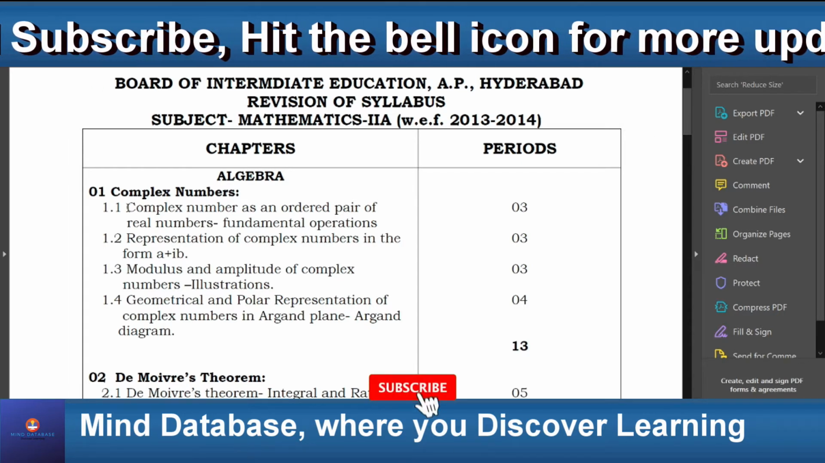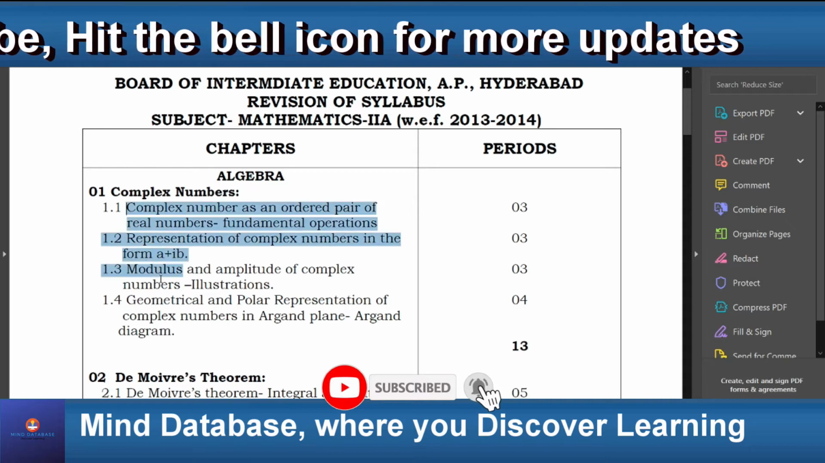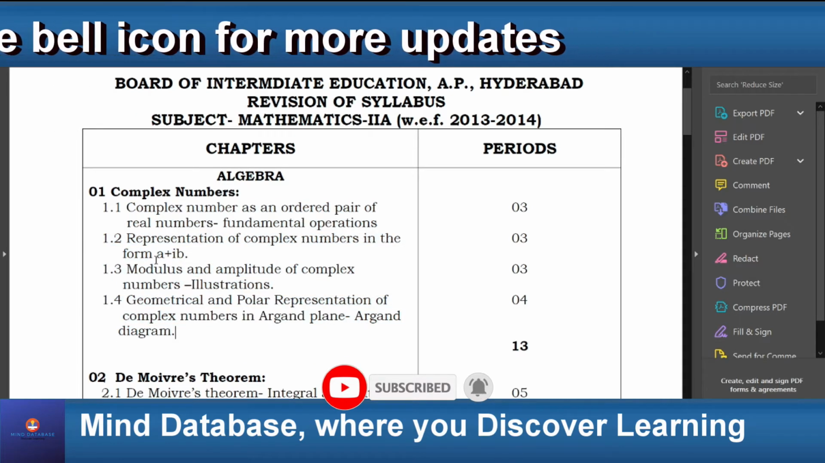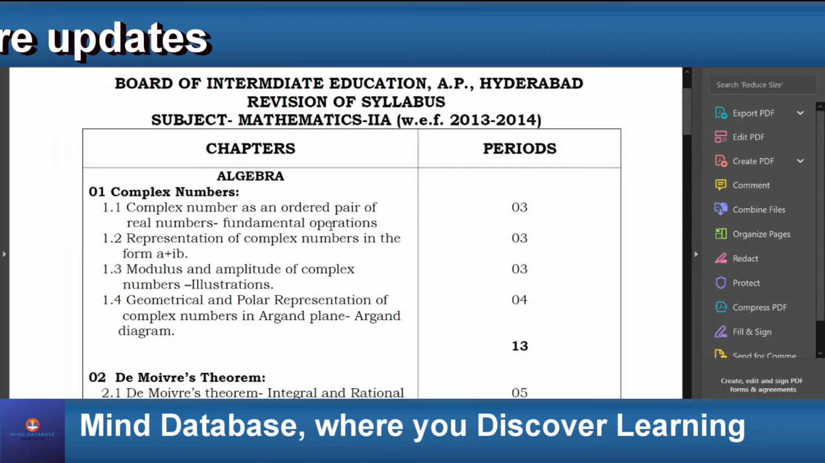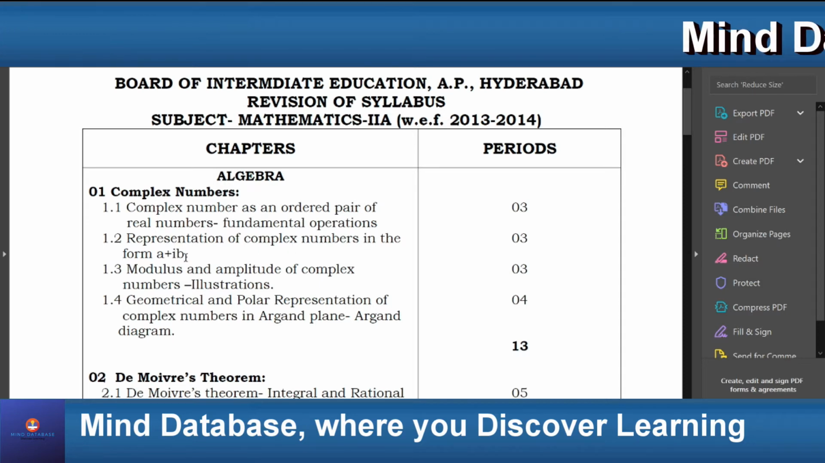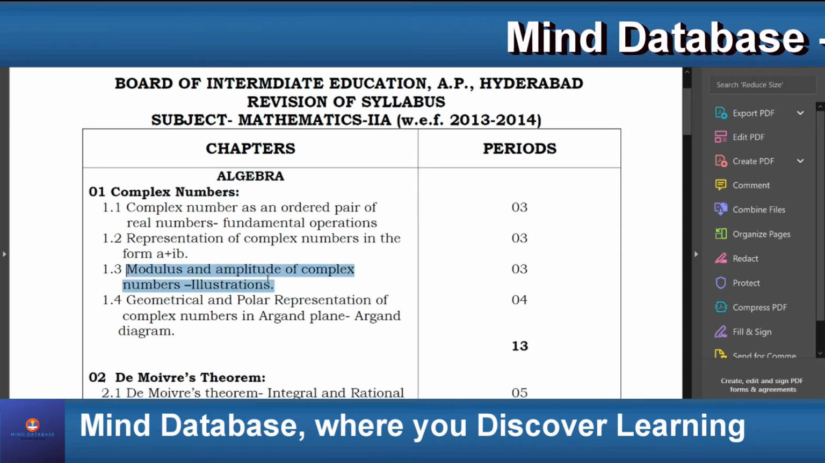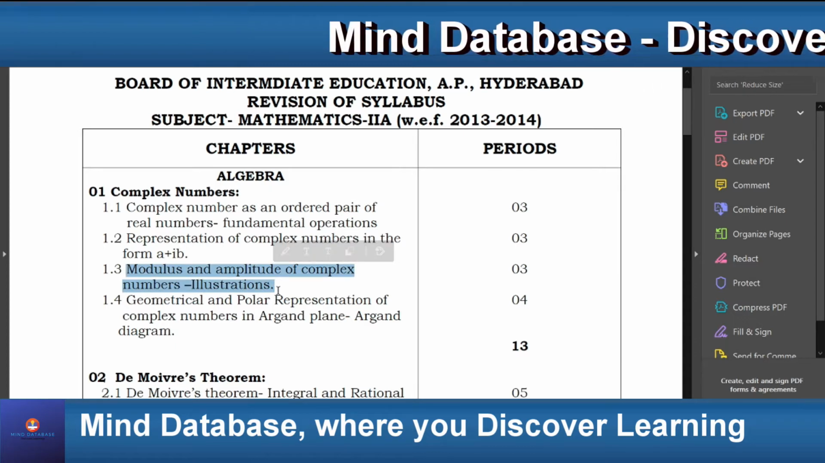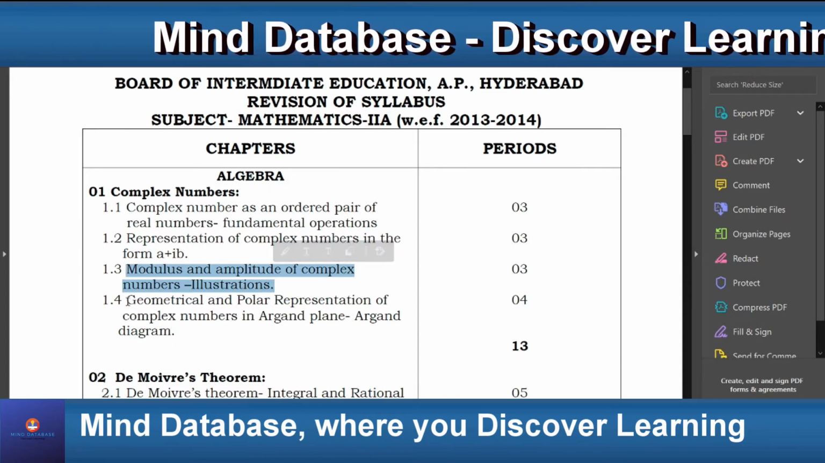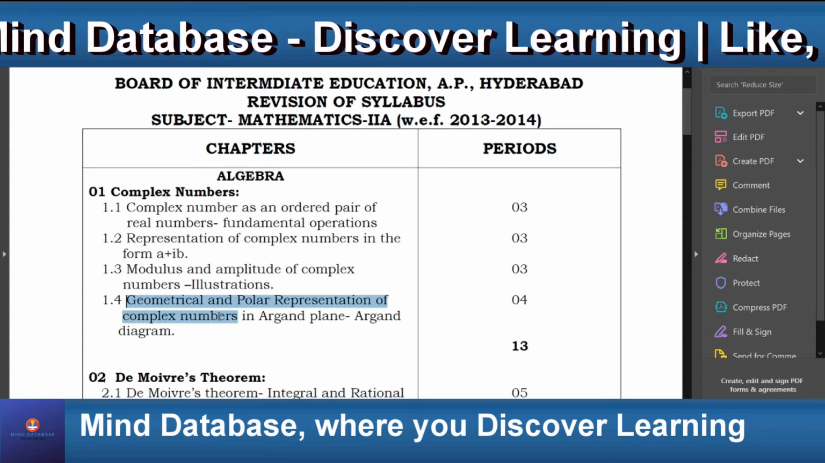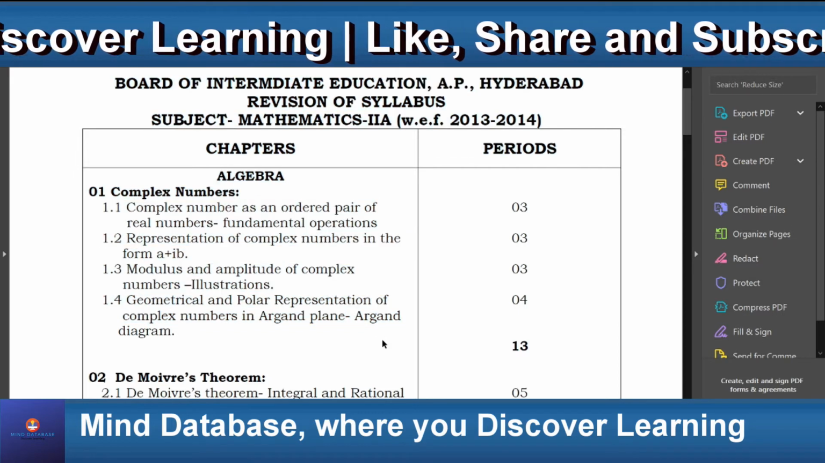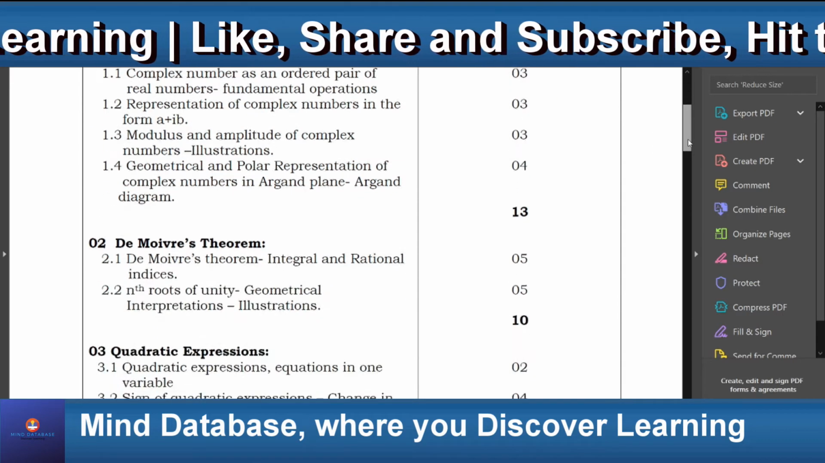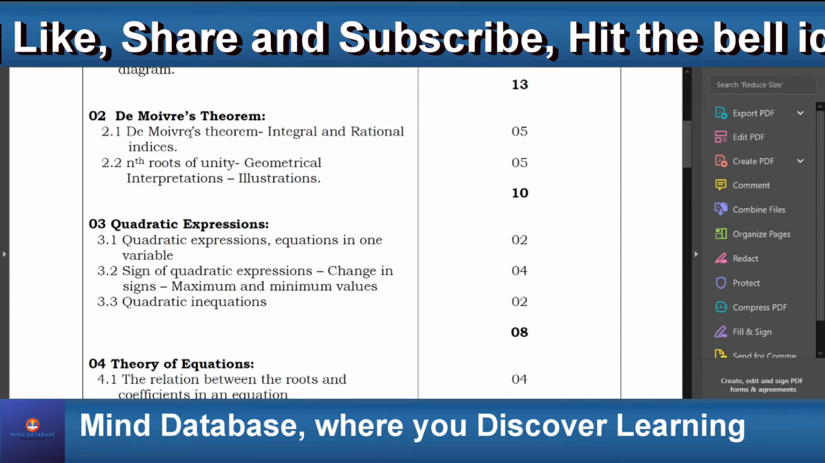Complex numbers consists of the following syllabus. Complex numbers as an ordered pair of real numbers, that is the fundamental operations, and representation of complex numbers in the form a plus ib, and modulus and amplitude of complex numbers, illustrations, and geometrical and polar representation of complex numbers in the Argand plane with Argand diagram. And De Moivre's theorem, second chapter.